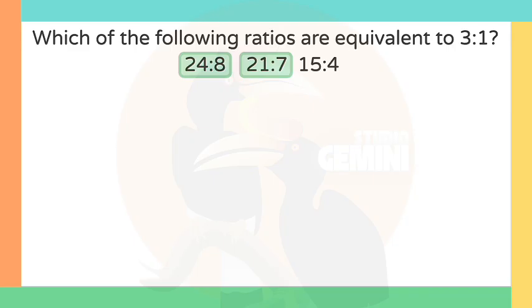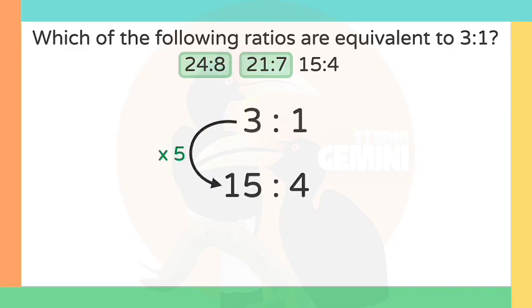Now we're comparing 3 to 1 and 15 to 4. 3 times 5 is 15. What number can we multiply 1 by to equal 4? 4! We multiplied the parts of 3 to 1 by different numbers to get 15 to 4. That means these ratios are not equivalent.